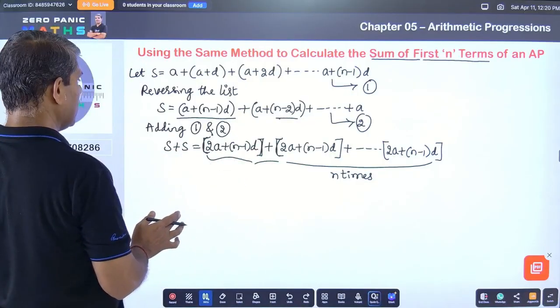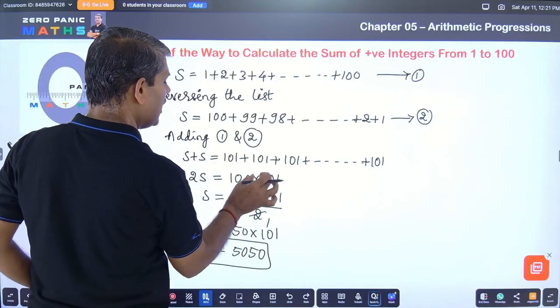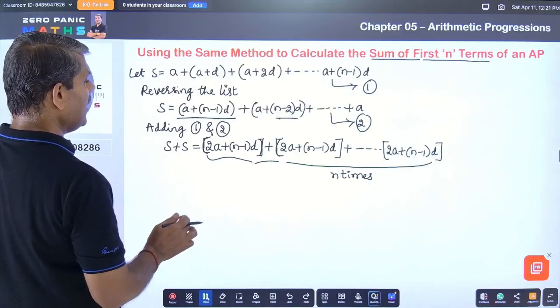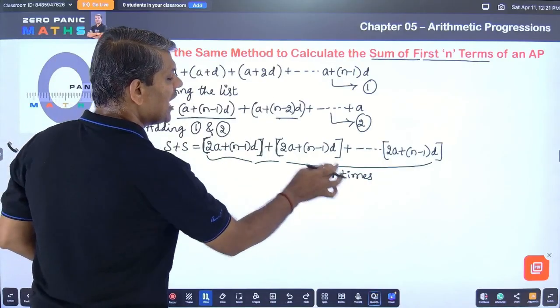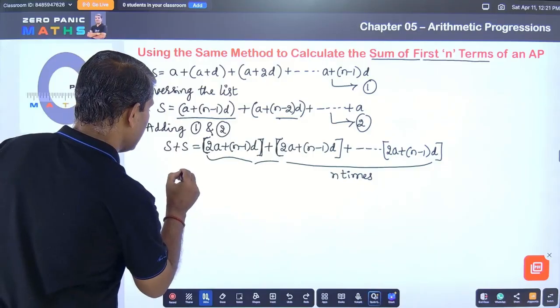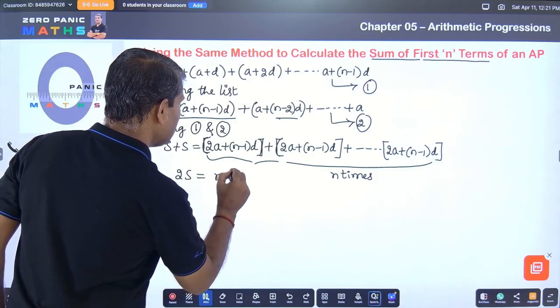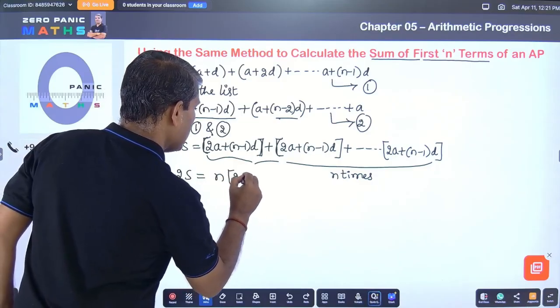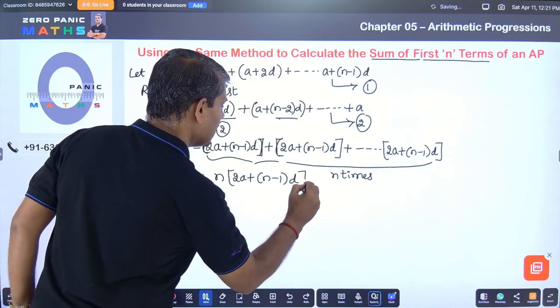What did we do in the last? It is 101 repeated, then 100 times 101. Similarly, what I will do is 2a plus n minus 1 into d, n times. Let me write that. S plus S is equal to 2S, and this is n times 2a plus n minus 1 into d.